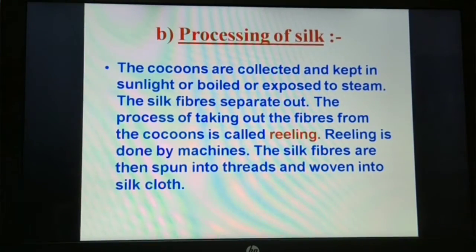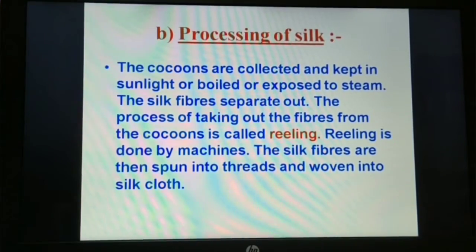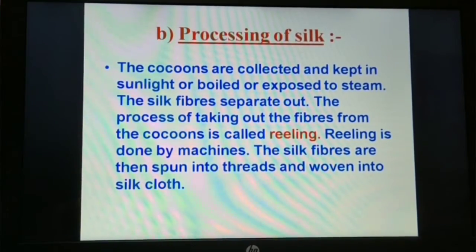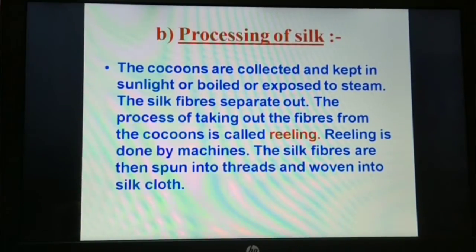Next you will have processing of silk. How they process silk. So the cocoons are collected and kept in sunlight or boiled or exposed to steam. The silk fiber separates out. The process of taking out the fibers from the cocoon is called reeling. Reeling is done by machines. So reeling defined over here. So you have to take down this definition and you have to take down this entire points as processing of silk. So reeling is done by machine.